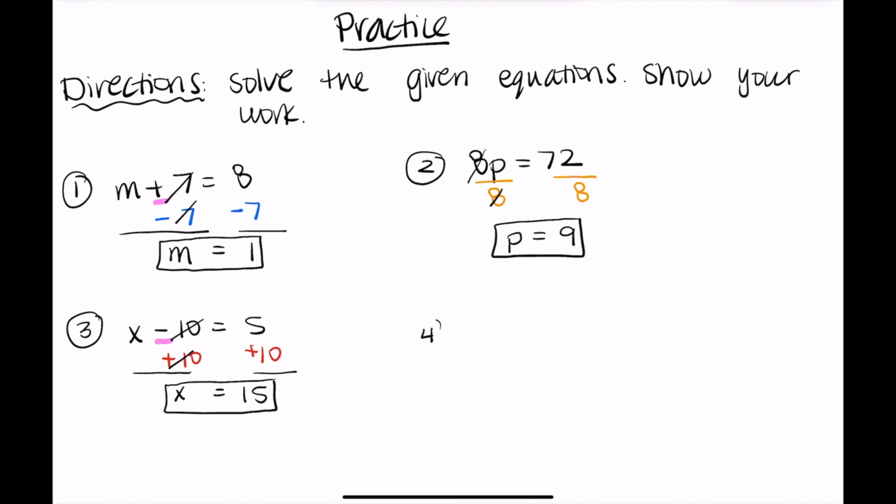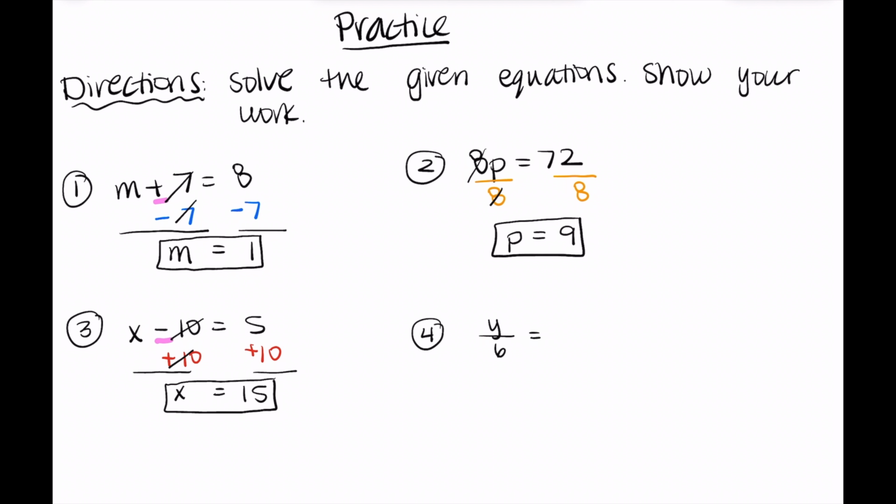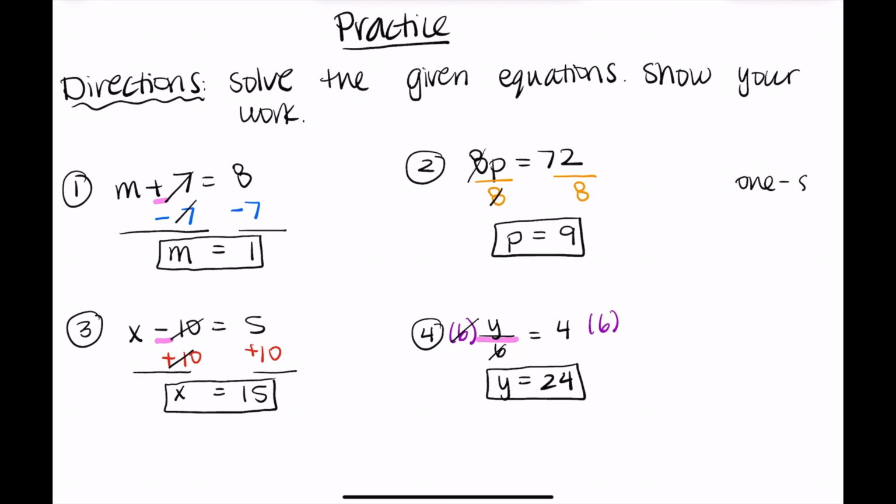Now we'll get into our fourth and final practice question for one-step equations. For number 4, we have y divided by 6 equals 4. We know that the inverse operation of division is multiplication. So we'll go through here and multiply by 6 on both sides. Since we're multiplying by 6 and the y is being divided by 6, those will just cancel. So on the left-hand side, I will be left with just y. And since we multiply by the same thing on both sides, the right-hand side was 4 times 6. And we know that 4 times 6 is 24. So our answer for number 4 will be y equals 24.